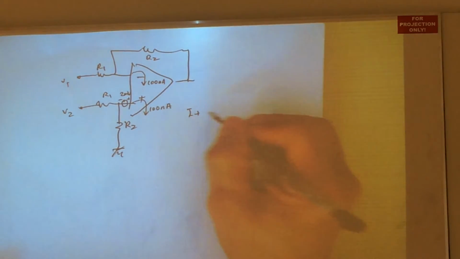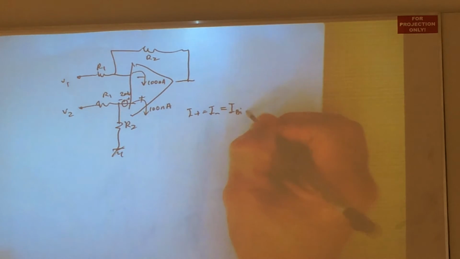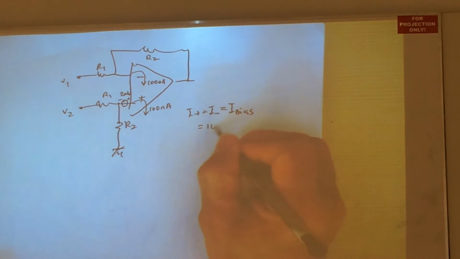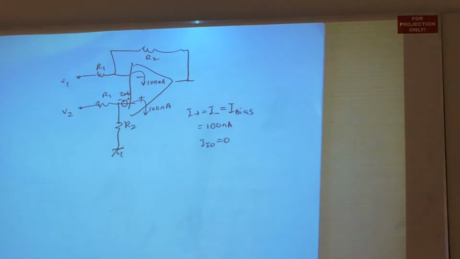So I plus is equal to I minus is equal to I bias is equal to 100 nano, because I offset is 0. Right? Since I offset is 0, I plus and I minus are equal. Alright? What else do we know?